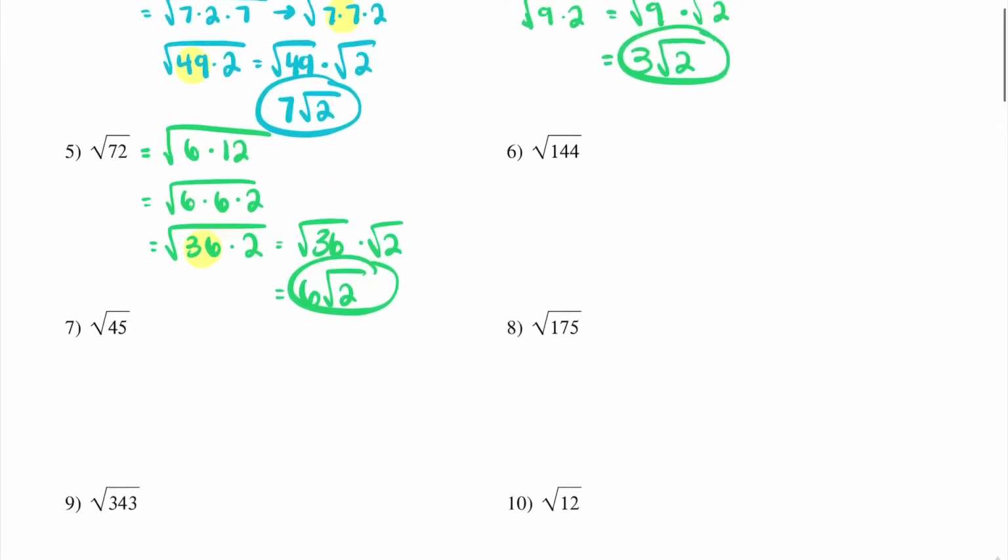All right, let's continue. Hey, the square root of 144. Well, what times itself gives me 144? I know that 12 squared equals 144, so this is equal to 12.